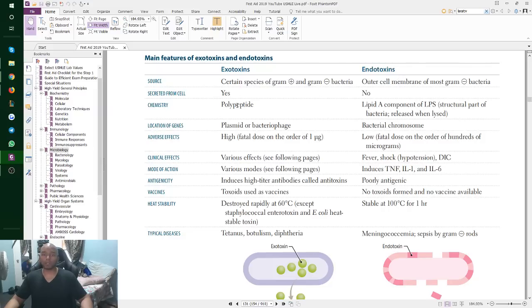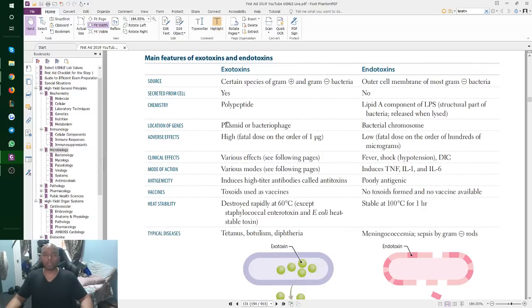Chemistry of an exotoxin is that it's a polypeptide, but an endotoxin, as we talked about earlier, is something like lipid A, right, from the lipopolysaccharide, a structural part of the bacteria released when lysed. Right, so this is the reason why, when the bacteria is killed, you can get even more sick because you released more toxins after the bacteria was killed. And that's the Herxheimer reaction or whatever.